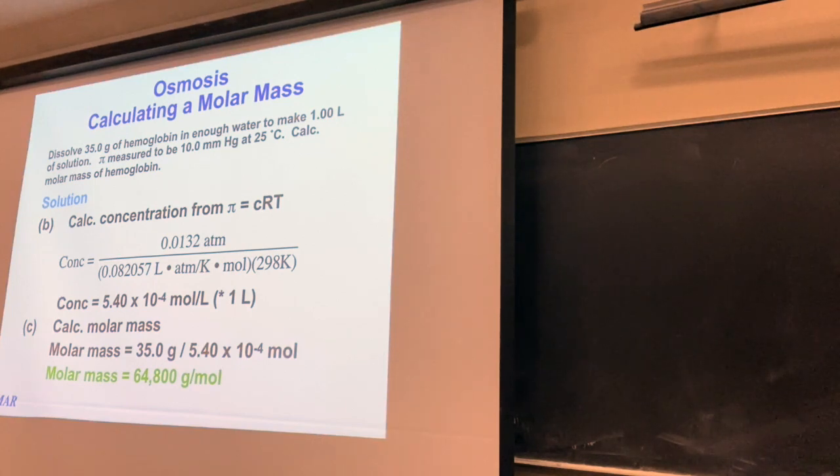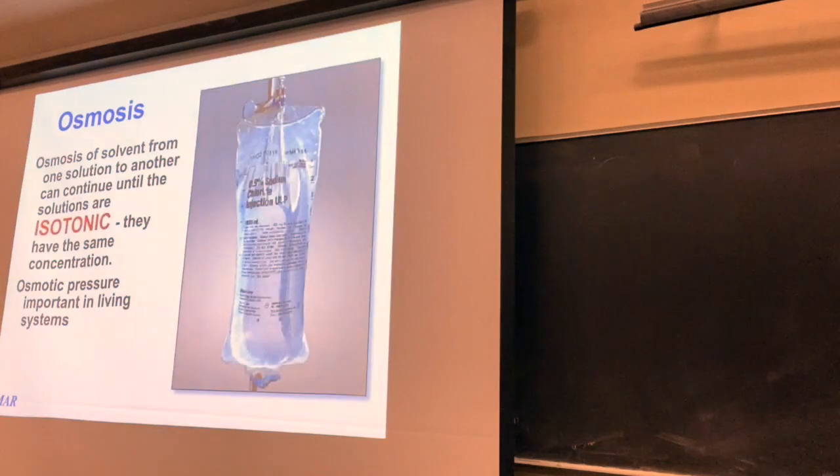64,800 grams per mole. In my world, that's a huge molar mass, all right? Like, I can get up to 400, maybe 500 grams per mole, but biochemistry rules the day when it comes to molar mass size, 64,800 grams per mole. Doing this again by freezing point, like the lab we're doing this week, would be less exciting. It would be harder to measure these big molar masses, but osmosis is really cool for the molar masses of vital things. Questions?